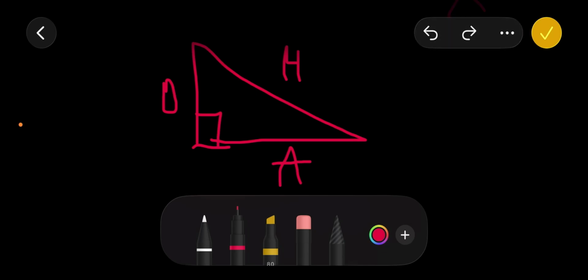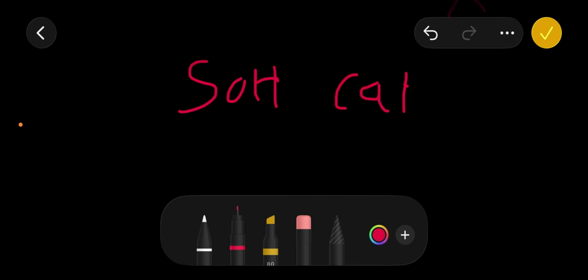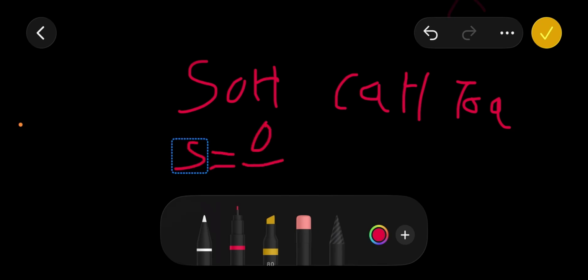But what if I told you there's actually a trick to remember all of this? It's called SOHCAHTOA. And I know it might sound kind of weird for a second, but it actually makes sense. So to remember your sine, cosines, and tangent, look at the S. That stands for sine. So sine equals opposite over hypotenuse. That's where the OH came from.